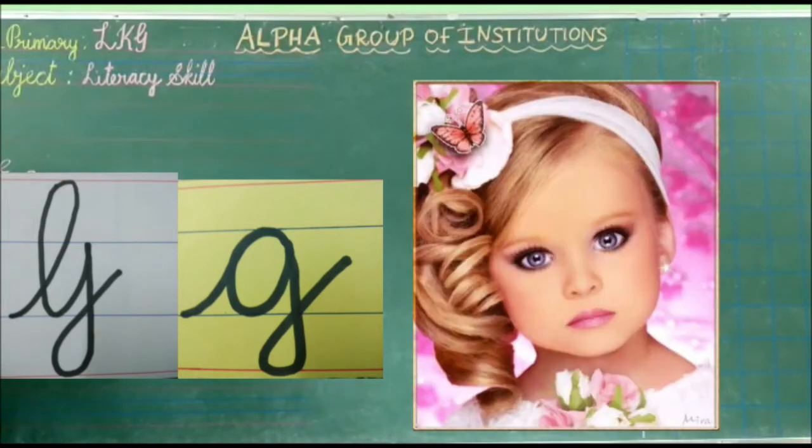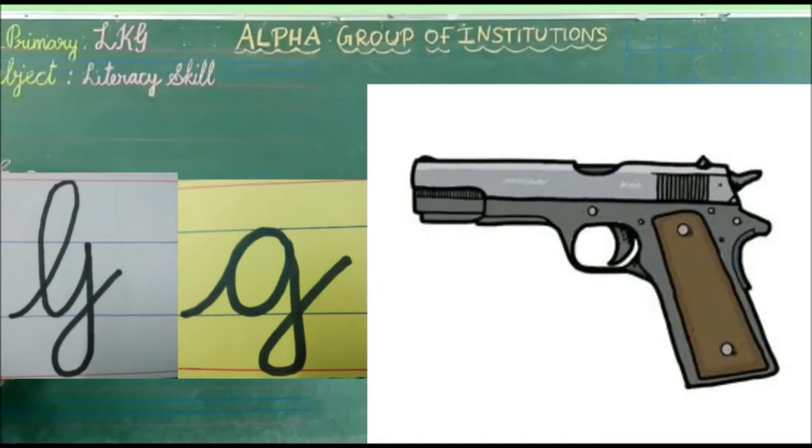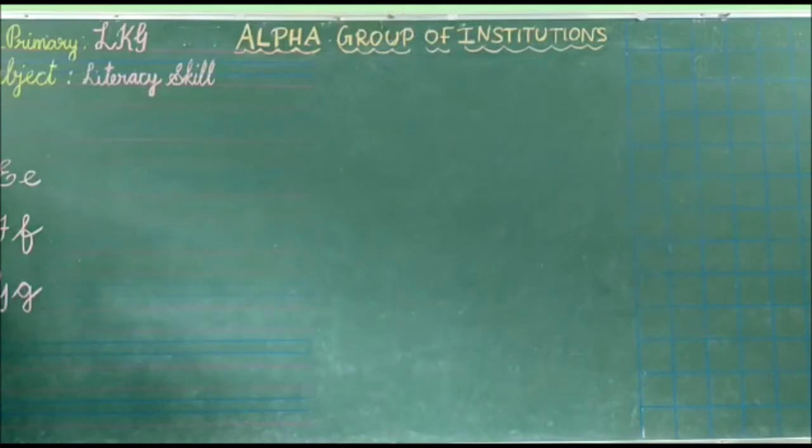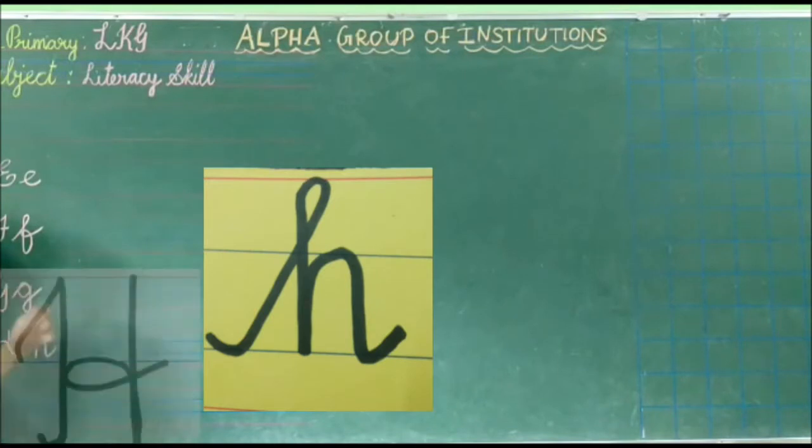G. Girl. G. Gun. Very good. Next. What letter is this? Yes. H. What letter is this? H. This is capital letter H and this one is small letter H.